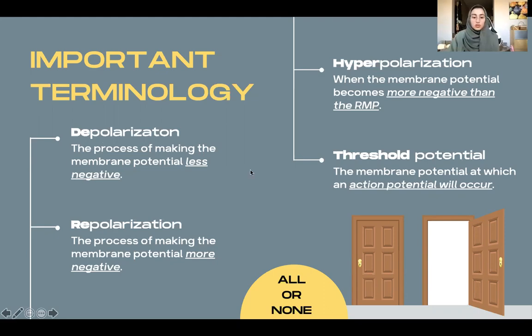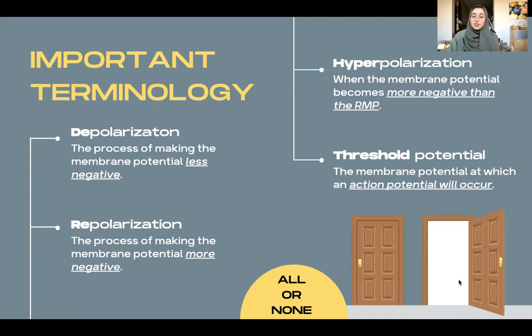So again, just to recap, when you're depolarizing the cell, that means you're making the inside less negative. Remember, D means to remove. Polarization, we're talking about the negative charge inside. So you're removing the negative charge, i.e. making it more positive. Repolarization means to make it negative again, okay? Hyperpolarization means to make it even more negative than normal, which is more negative than the resting membrane potential. And then the threshold potential is the membrane potential at which either your action potential happens or it doesn't.